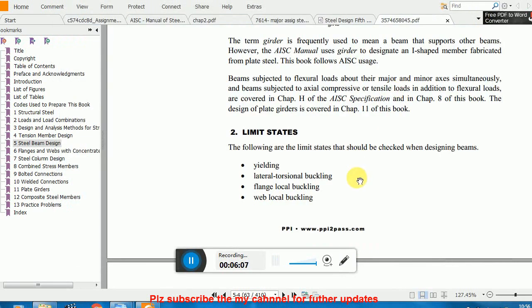This is how I wanted to show you what these limit states are. As you see here, yielding I will show you in videos. Lateral torsional buckling I will also show you inshallah in my coming part. Flange local buckling I already showed you. Web local buckling I will also show you in that video.